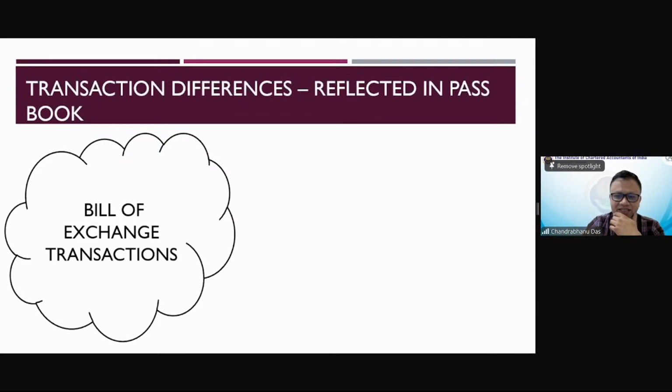So what can be the differences? I will just keep it short on this bill of exchange. I'll not talk much about this. Only 1 or 2 slides are dedicated to bill of exchange transactions. The objective is just to tell why that creates a difference. That's all. More on bill of exchange transactions we'll discuss in the bill of exchange subject when we'll be studying.